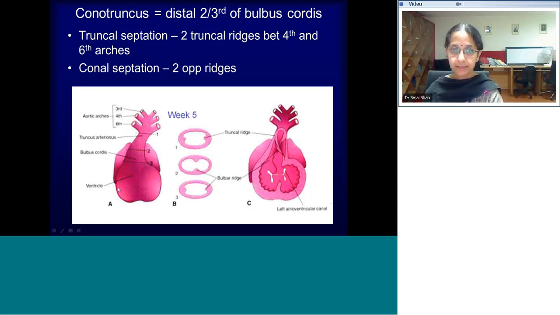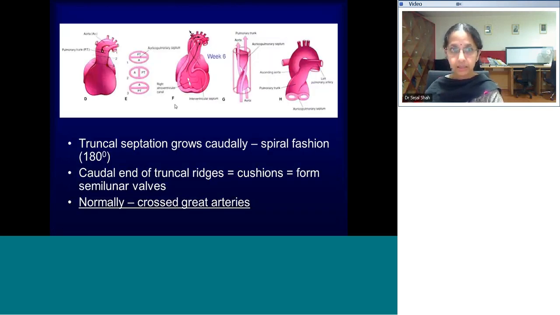So here we can see the right ventricle, the left ventricle, and the bulbus cordis. The bulbus cordis, the distal two-thirds, is the conotruncus. The conotruncus has the proximal part as the conal septation and the distal part as the truncal septation. The conal septation develops from two ridges, and the truncal septation also develops from two ridges. However, they are not in the same line. So we can see here the bulbar ridges are developing like this and the truncal ridges are developing like this. A little better understanding will be here in this figure.